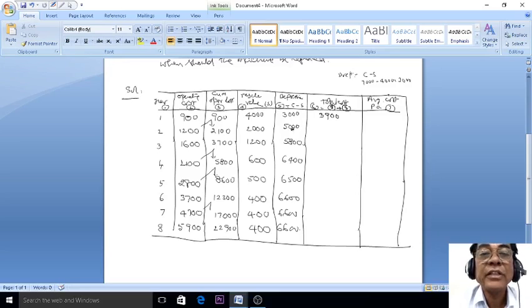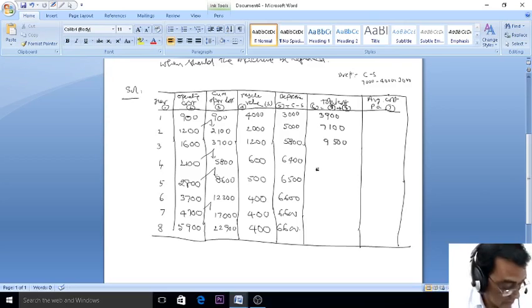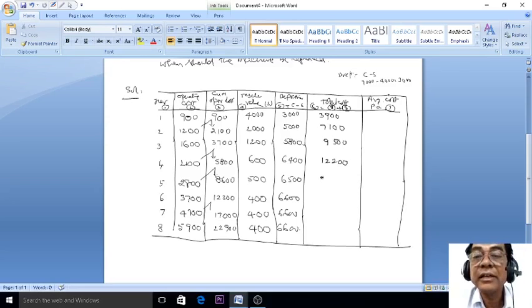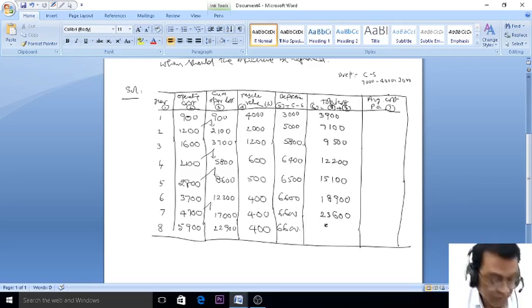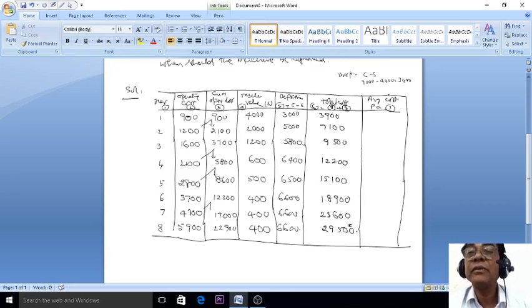Next, 5000 plus 2100, so 7100. Then 5800 plus 3700, so this is 9500, like this. 9500, 12200, 15100, 18900, 23600, 29500. Now come to the average cost of this one, the seventh column.